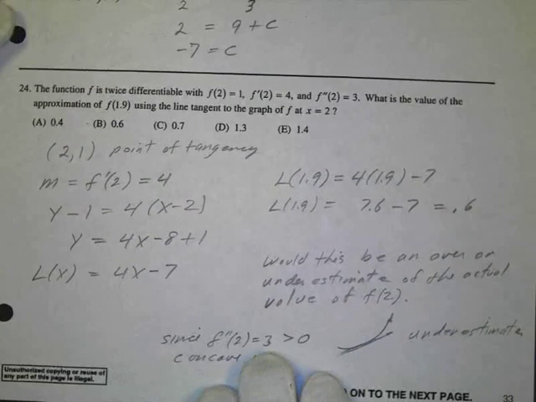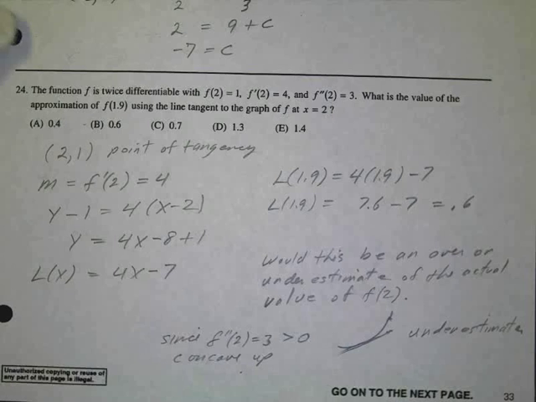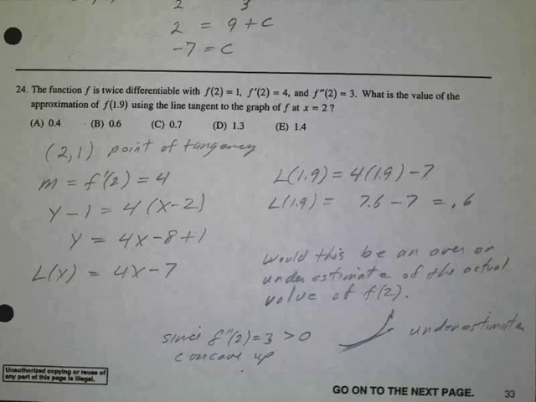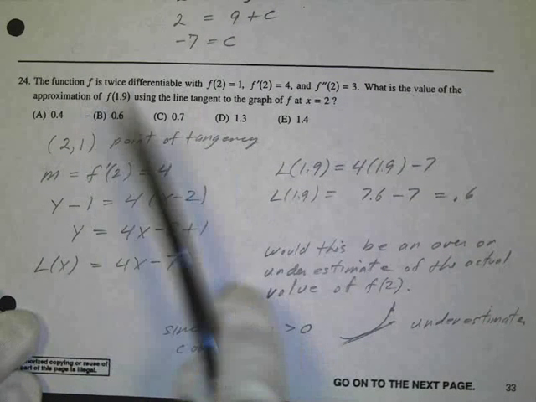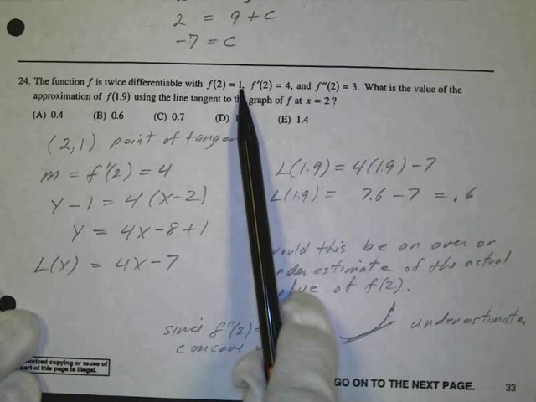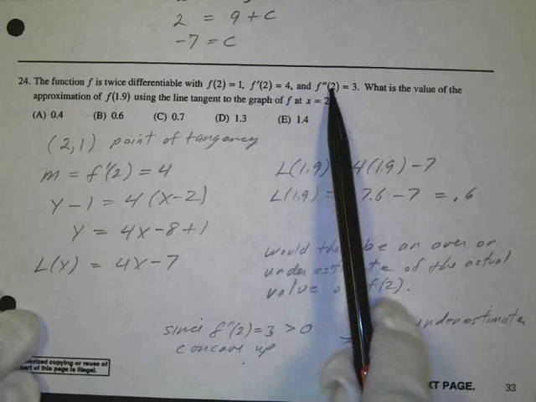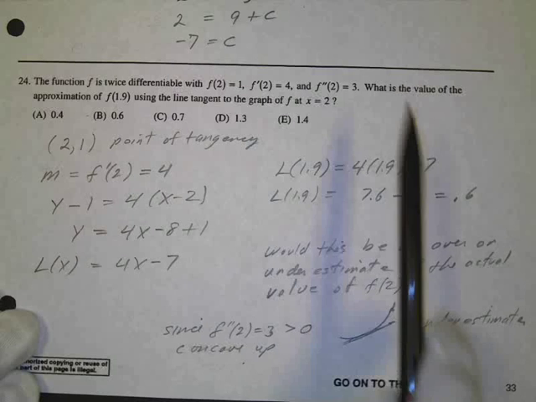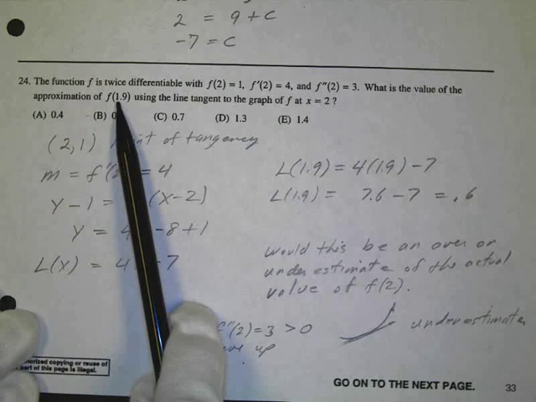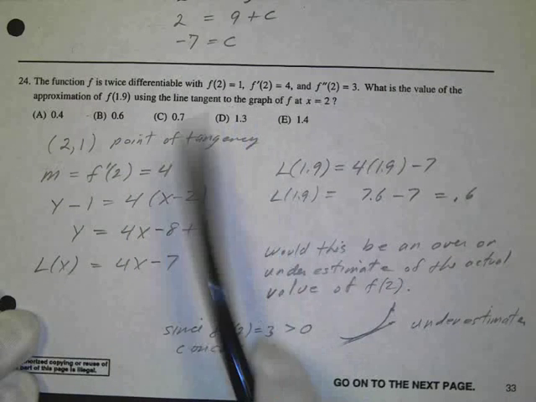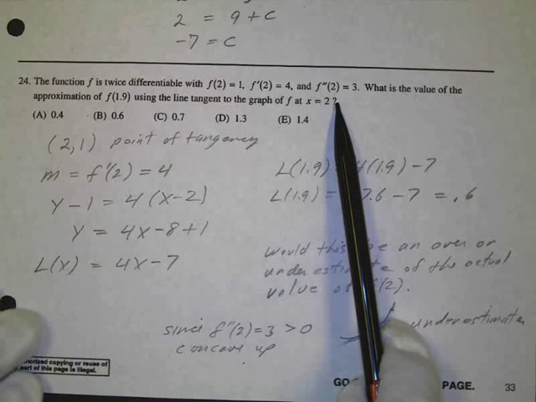Okay, number 21, a good old tangent line problem. And a linearization and a tangent line estimation. So f is a twice differentiable function, so f of 2 equals 1, so that's the point (2, 1) that's on the curve. f prime of 2 equals 4, and f double prime of 2 equals 3. What is the value of the approximation of f of 1.9 using the tangent line to the graph at x equals 2?